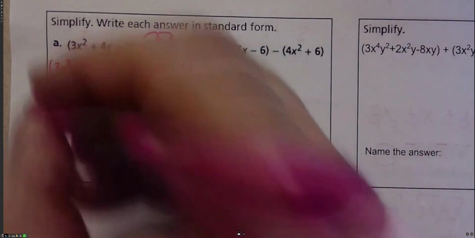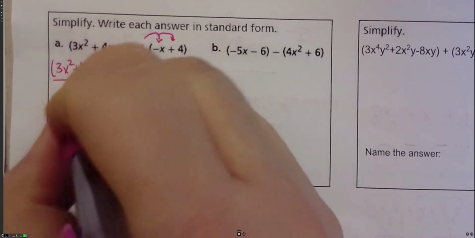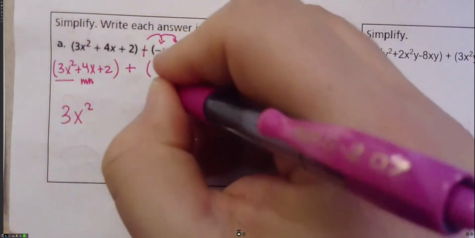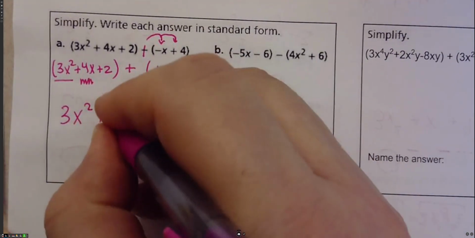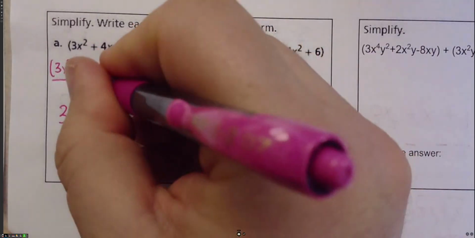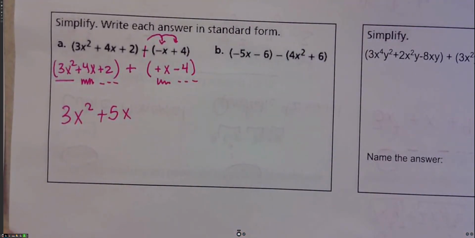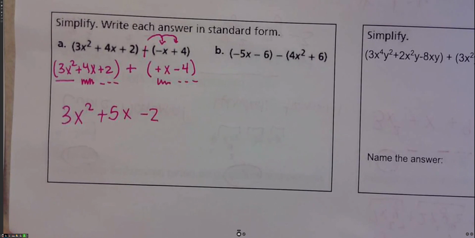Okay, so I go 3x squareds. Any other x squareds? No. So I write 3x squared. Then my x's. How many x's do I have? 5. And I like doing standard form better than the other ones, because the other one I have to memorize the rules. And then finally, what's my last term? Minus 2.